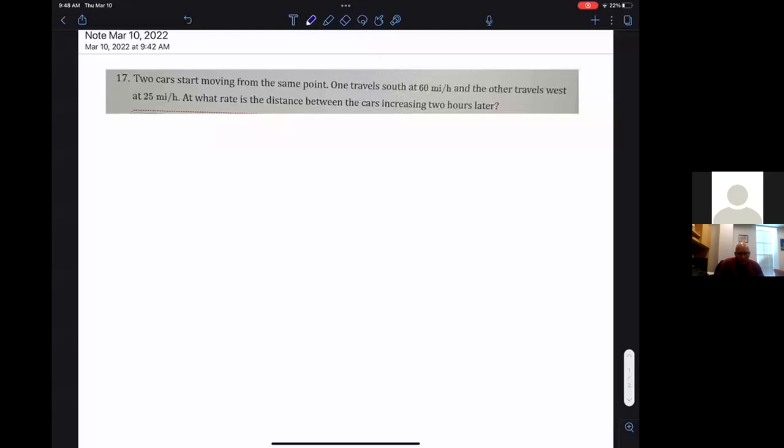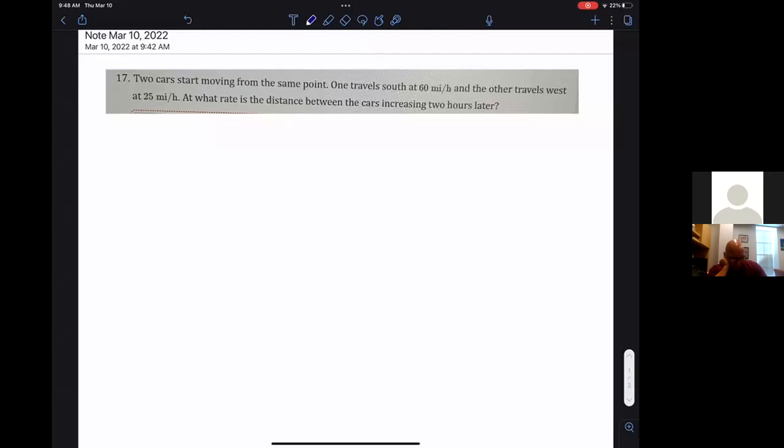Hey folks, so this is an extra question from section 3.9 on related rates, just as promised to give you a little more exposure to the concepts. So the question is, two cars start moving from the same point. One travels south at 60 miles per hour, the other travels west at 25 miles per hour. At what rate is the distance between the cars increasing 2 hours later?